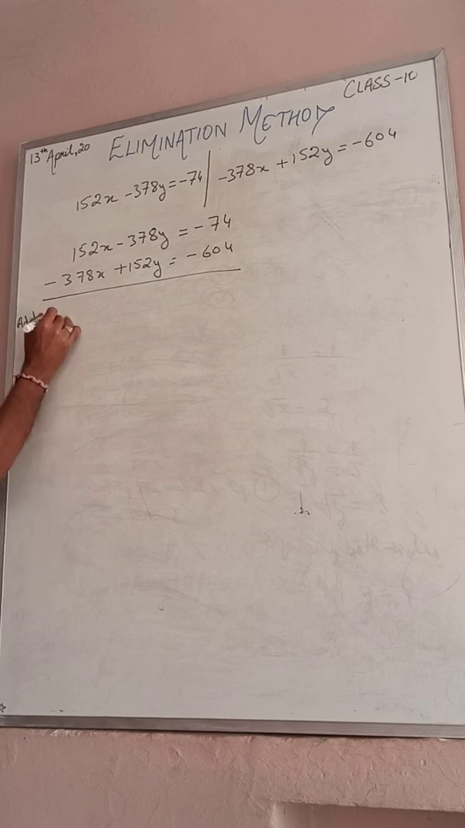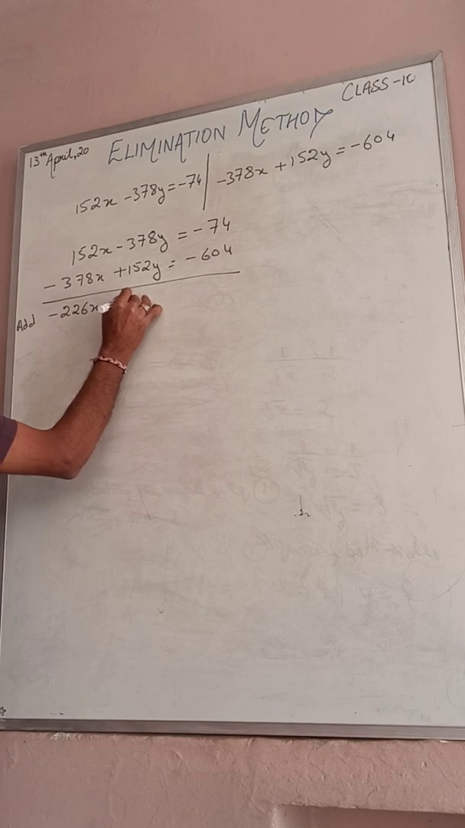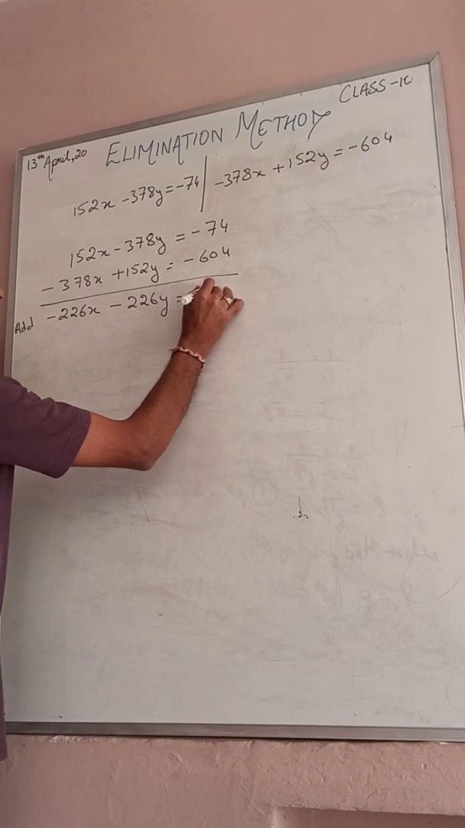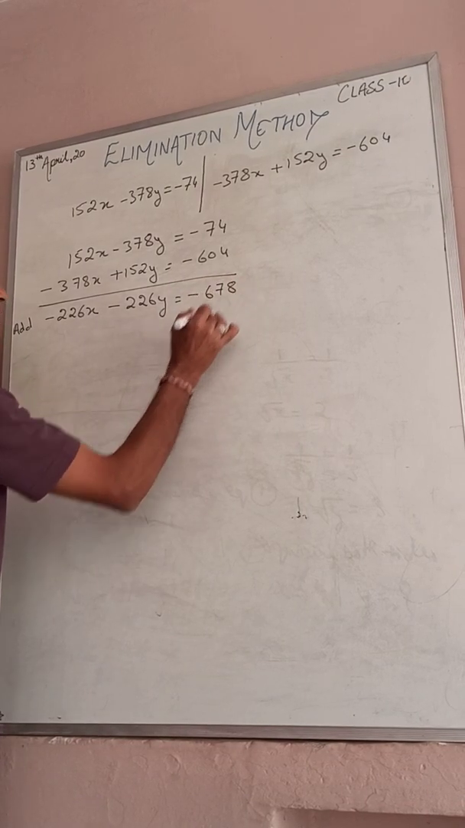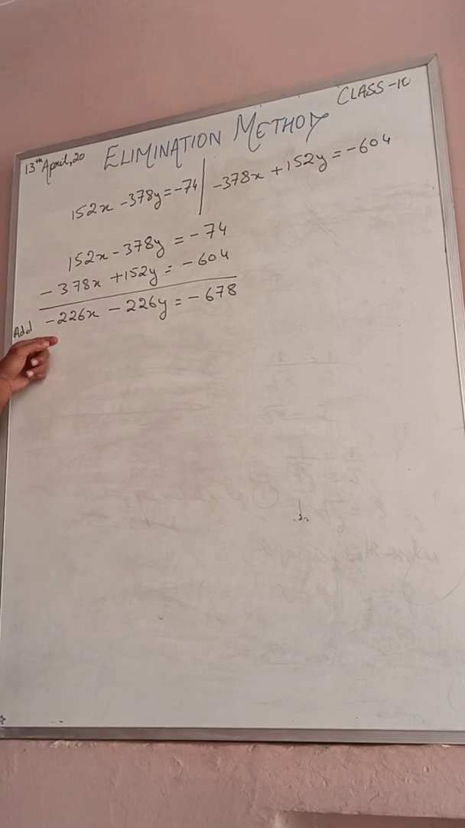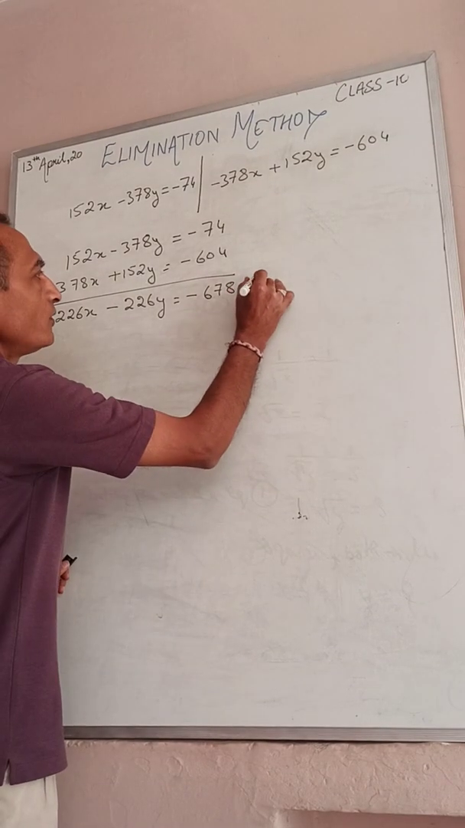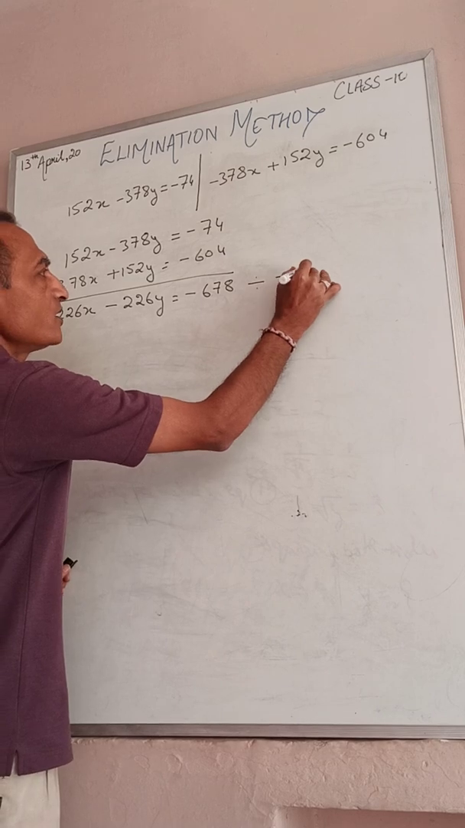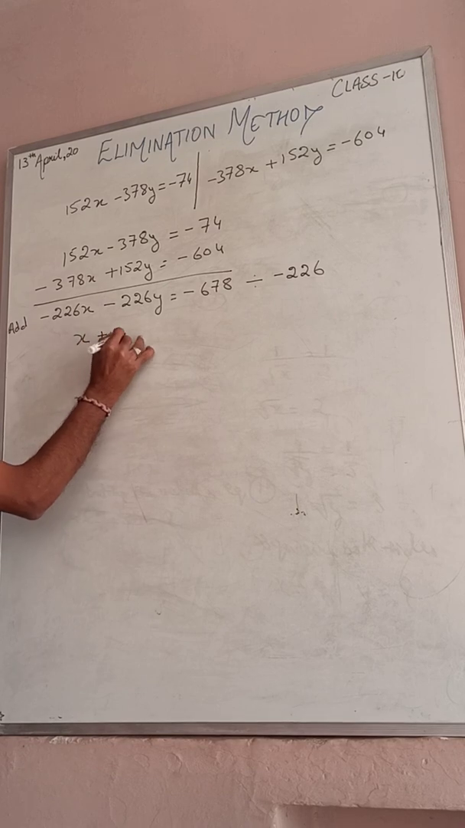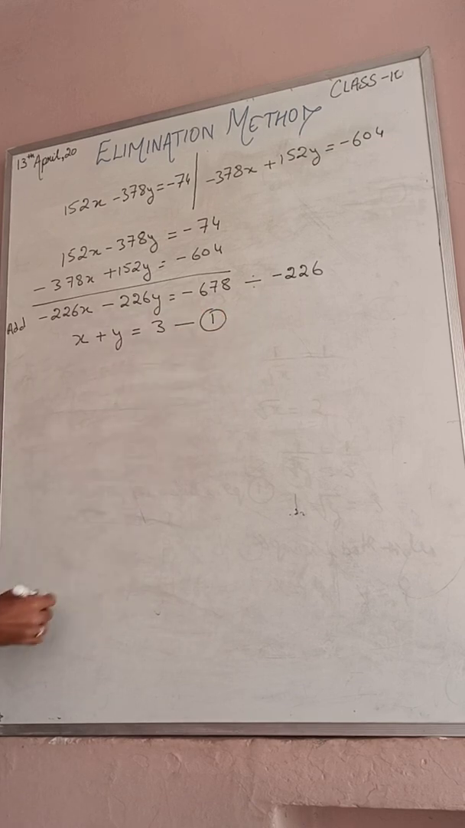When I add them, it becomes 530x plus... no, it becomes 226x plus 226y equals 678. You will see that this number will be divisible by something. In this case, it is divisible by 226. So, we divide the whole equation by 226. It will give me x plus y equals 3, which I mark as equation 1.